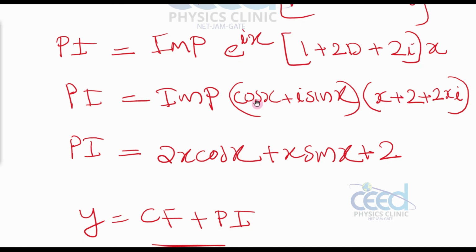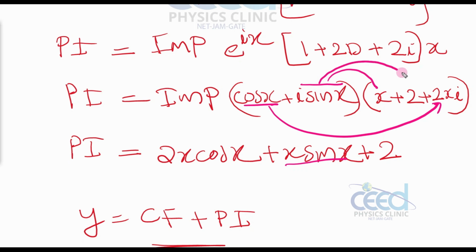So here, for x cos x, we need the imaginary term. The first imaginary term is produced by multiplying this with this. The second imaginary term is produced by this with this, that is x sin x, and the next imaginary term is produced by multiplying this with this, that is i sin x, that is 2 sin x. So here we need 2 sin x. So that's the problem, and the particular integral we also got.